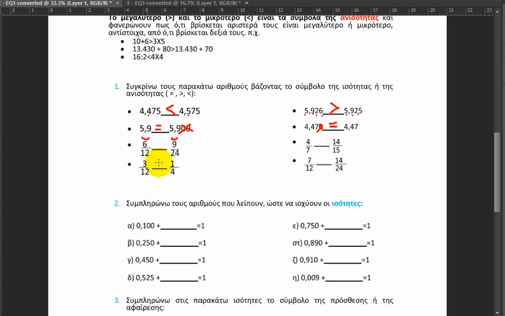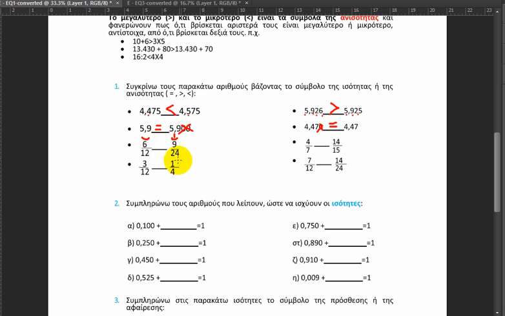Now, if you don't remember, let me remind you: to turn them into fractions that have the same denominator, you need to find the least common multiple of the denominators. In this case, it's 24. Then you need to put inside the hat the number that you need to multiply the denominator with to get the least common multiple.